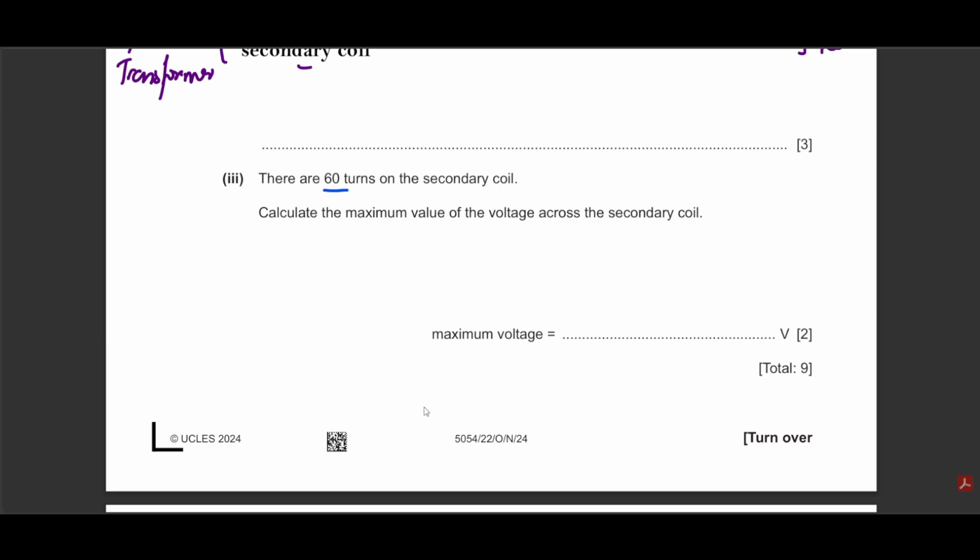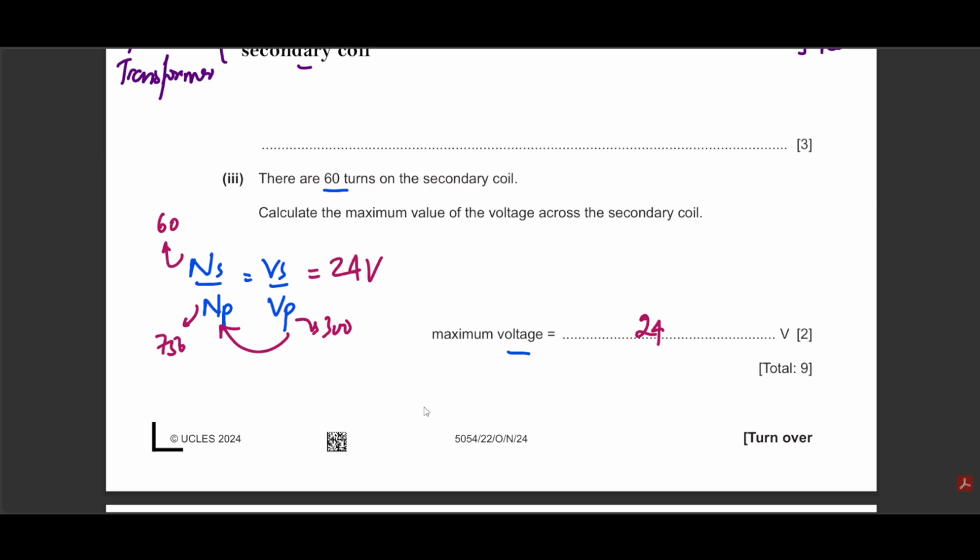So the secondary has 60 turns. He says, what's the maximum voltage on the output? So this will be number of turns on the secondary divided by number of turns on the primary equals voltage of secondary divided by voltage of primary. All the values are given to you. Number of secondary turns is 60. Number of primary turns is 750. Primary voltage is 300. You take this to the side, multiply this, and the secondary voltage comes out as 24 volts. So this is 24 volts. You write this down over here.